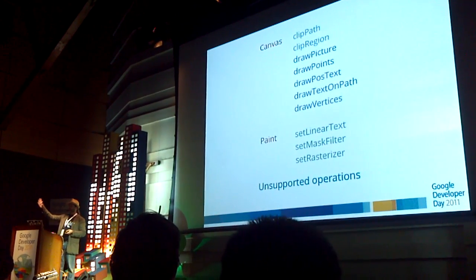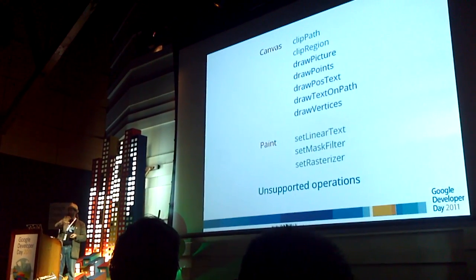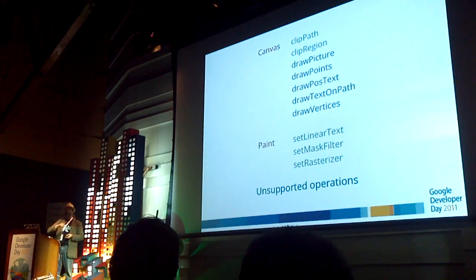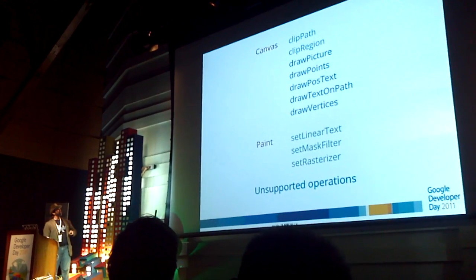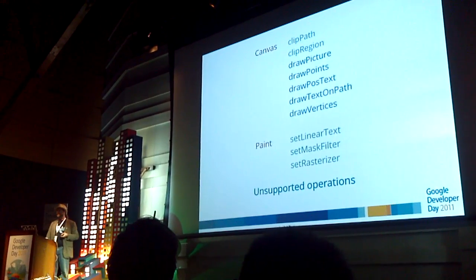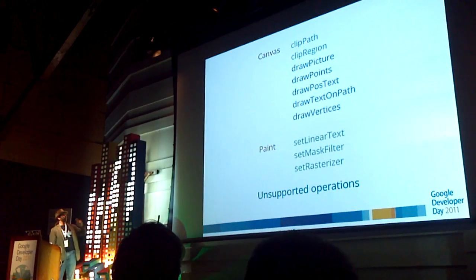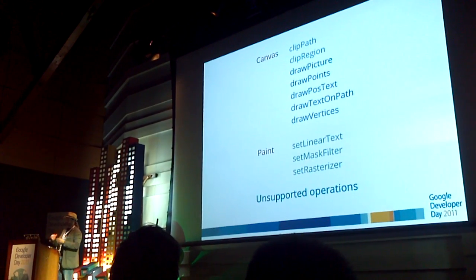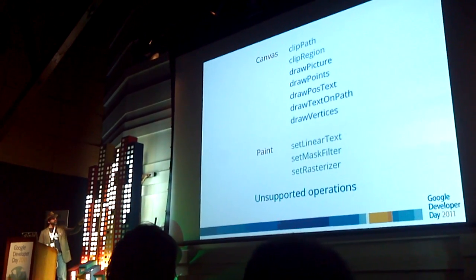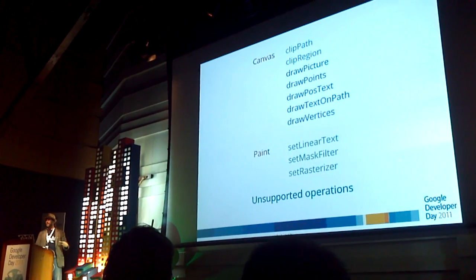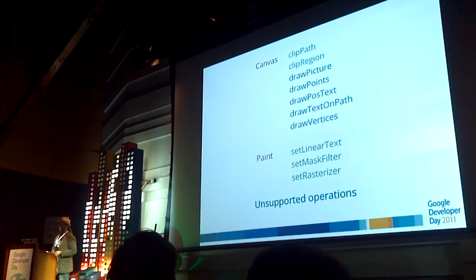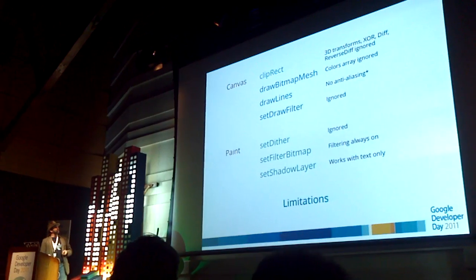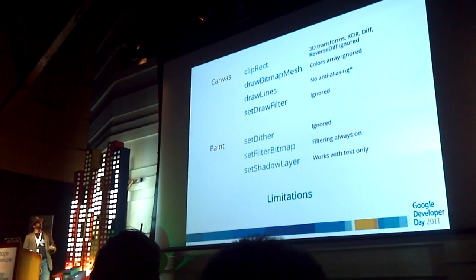Now, how many of you out there have actually used one of these, by a show of hands? Has anyone used one of these painting methods? I think probably the one I've used is draw text on path. And I've used draw position text once, but admittedly not that often. But you can still use them, you just have to use them in a software layer, or render them to a bitmap.